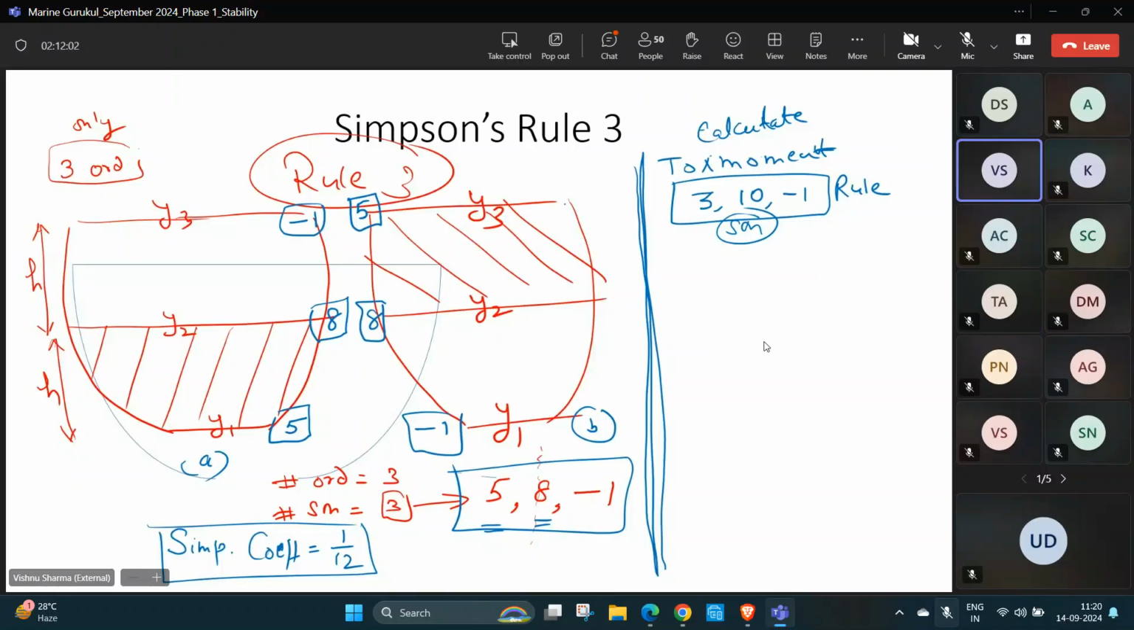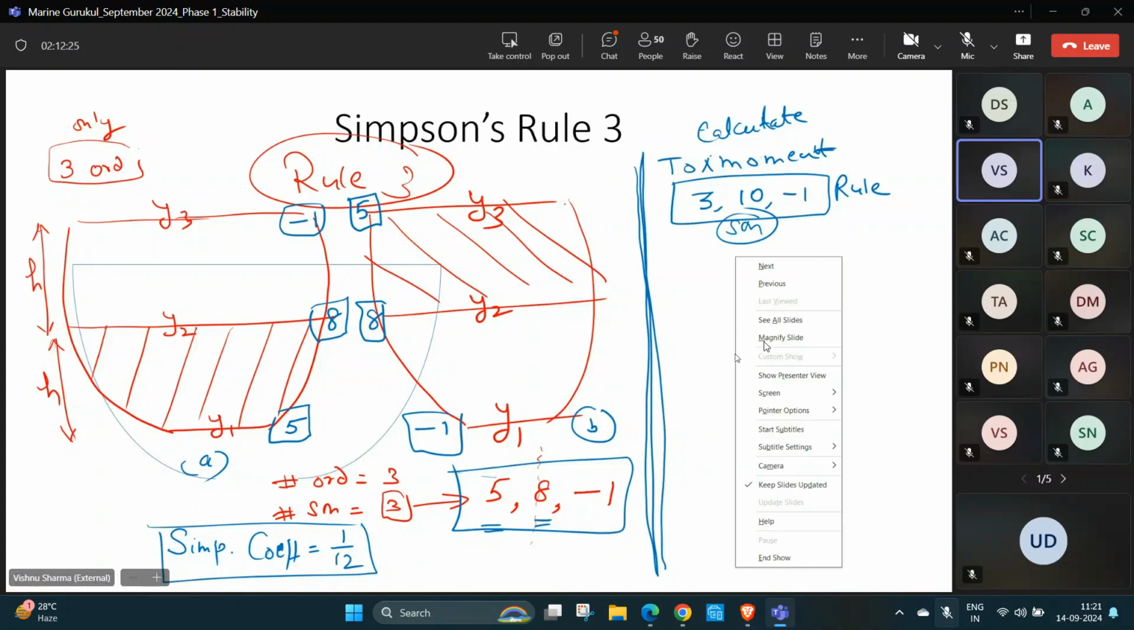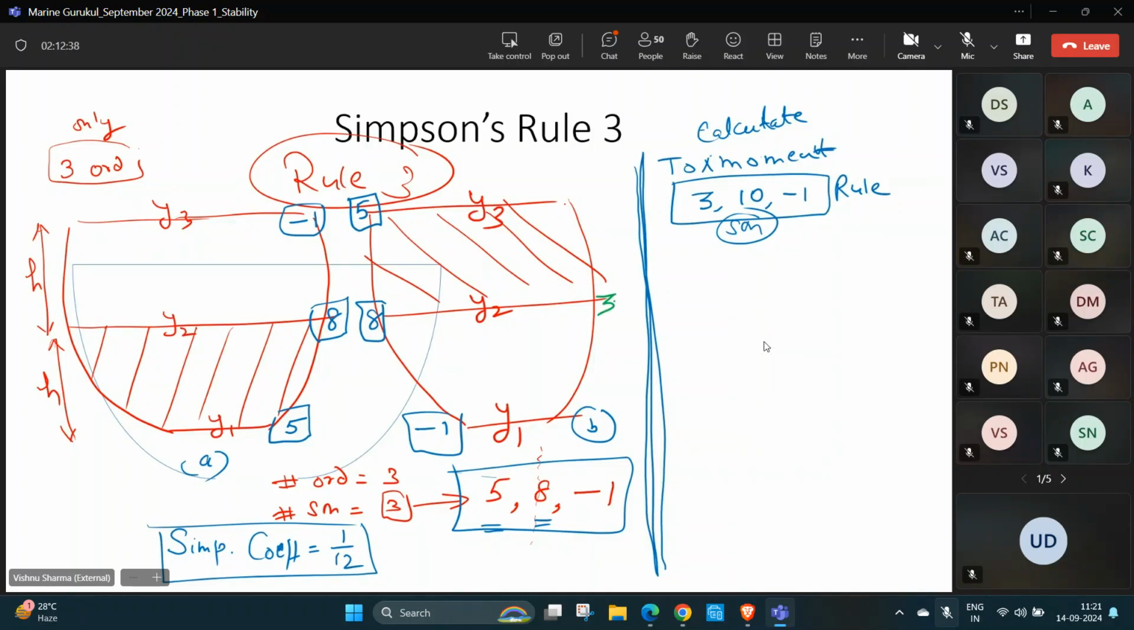Now, 3, 10, minus 1 is also not symmetrical about the middle. On one side you have 3, on the other side you have 10. So obviously assignment of these multipliers also has to be carefully done. How do you assign these multipliers when you have to calculate the moment? When you calculate the moment, then the ordinate which was assigned multiplier 5 will be given. So obviously the middle one will be assigned 3 and 3.